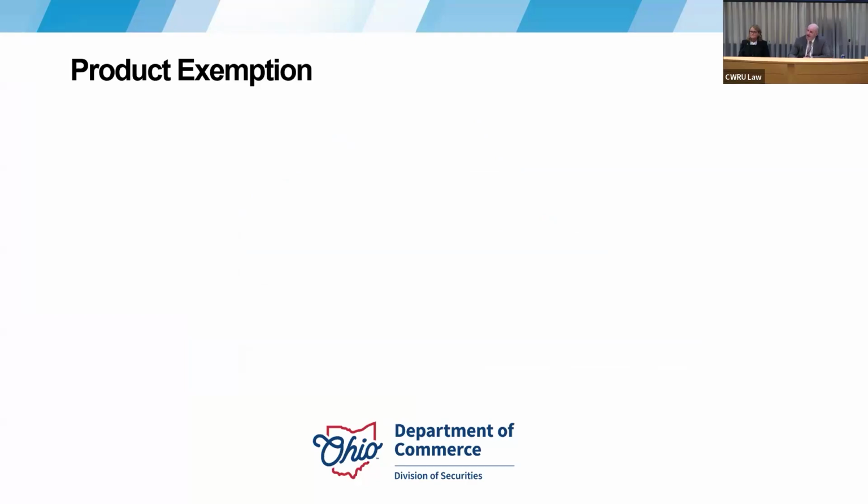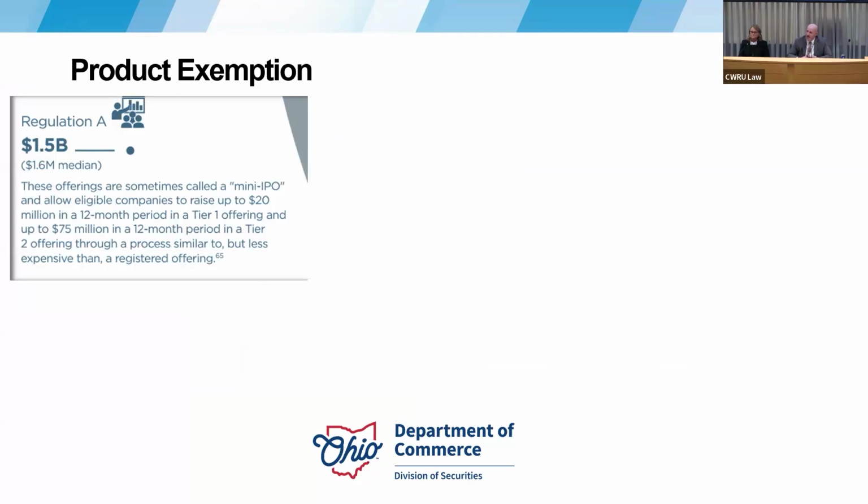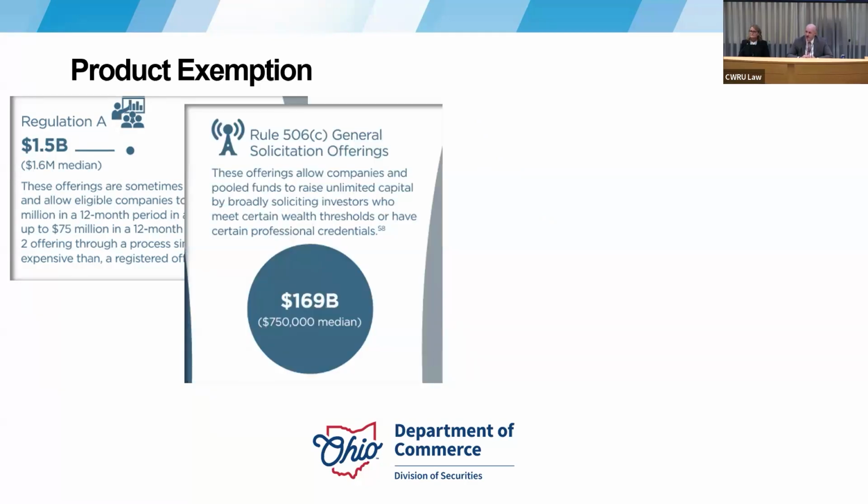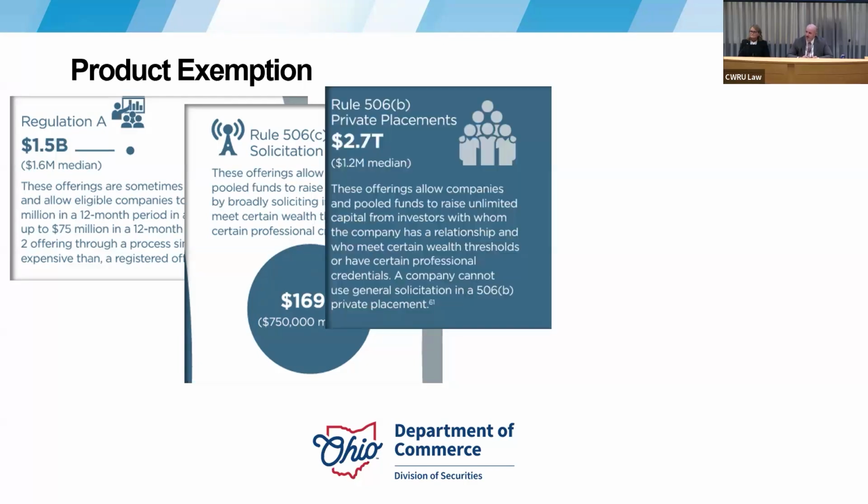On the exemption side, Regulation A, which was touted as a new regulatory pathway, Reg A tiers 1 and 2, is not being utilized much anymore. Reg A tier 2s are being utilized much more than Regulation A tier 1s. But in 2023, only $1.5 billion was raised, as opposed to 506C, which raised almost $170 billion. And the queen of the ball, year after year after year, 506B, raised almost $3 trillion. So as compared to 169 billion for 506C, $3 trillion flowed in via 506B.